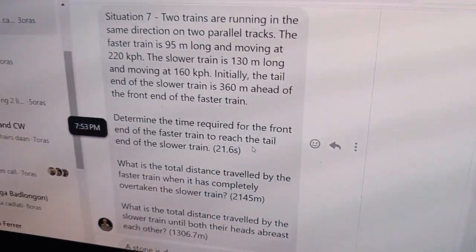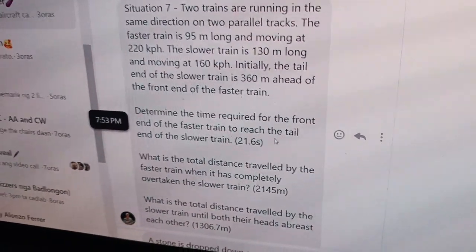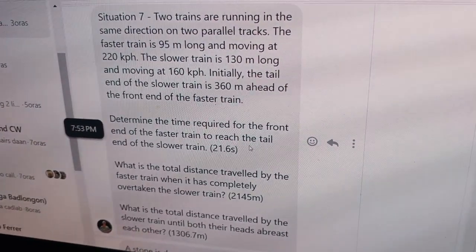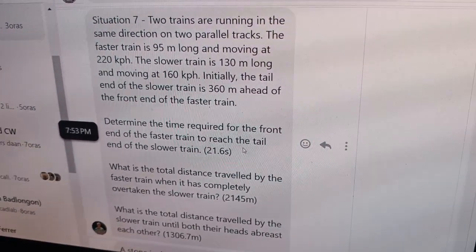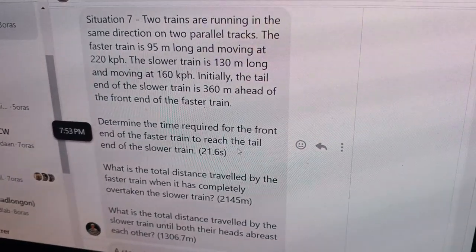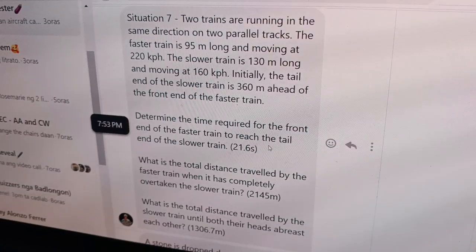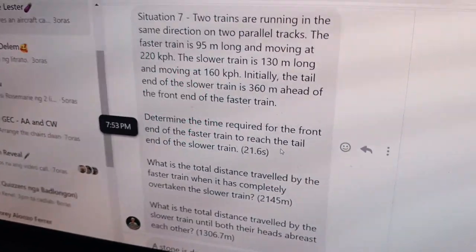Two trains are running in the same direction on two parallel tracks. The faster train is 95 meter long and moving at 220 kph. The slower train is 130 meter long and moving at 160 kph. Initially, the tail end of the slower train is 360 meter ahead of the front end of the faster train.